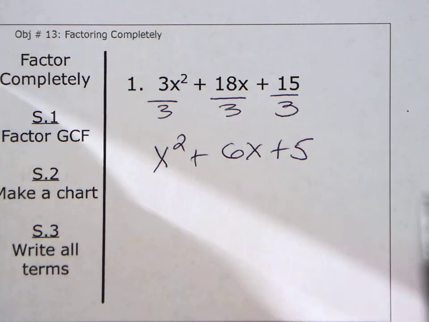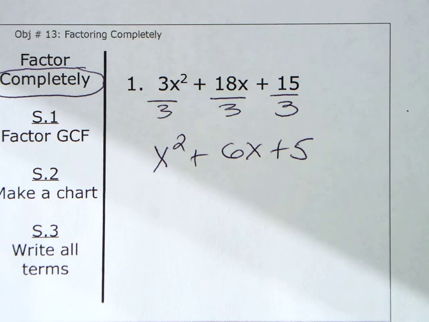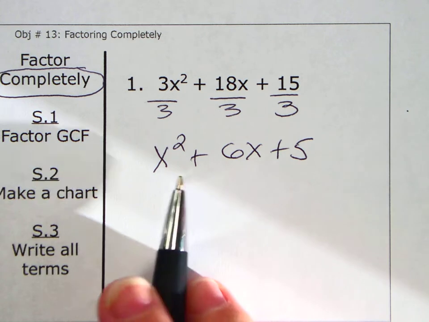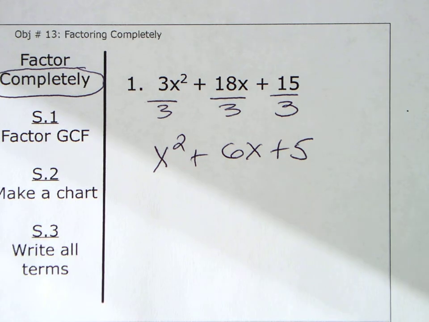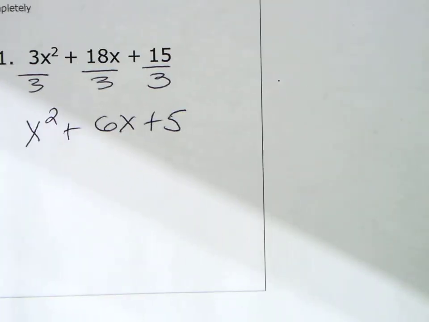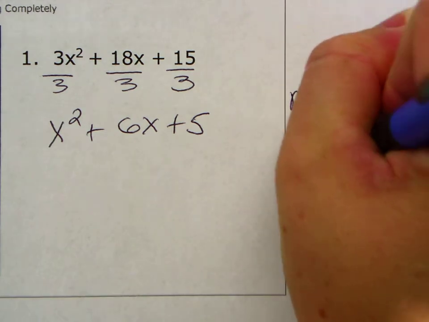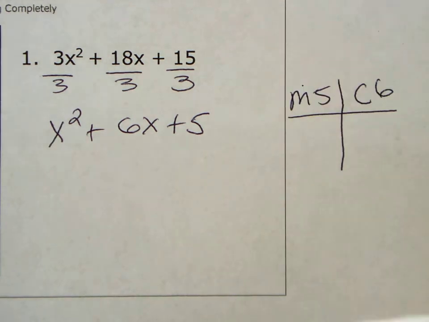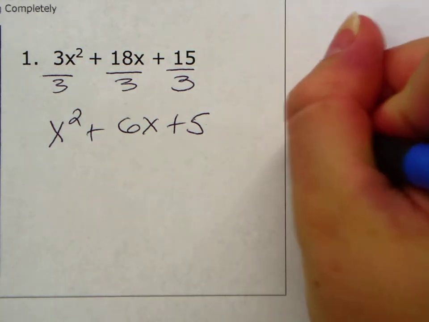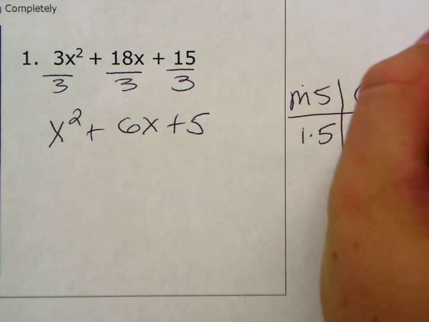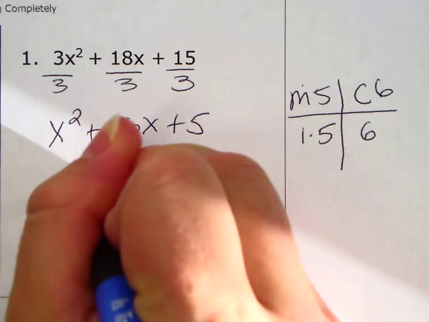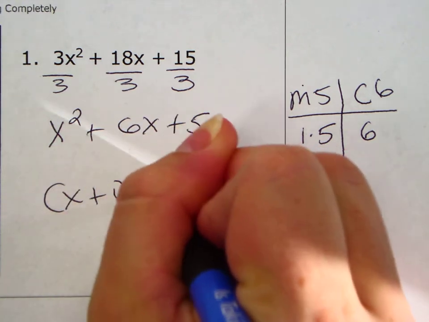Now look what's left over. Since it's factoring completely, I know I'm going to be able to factor again. How do you factor this? It's a straightforward MC chart. We're multiplying to 5 and combining to 6. What's the only thing that multiplies to 5? 1 times 5, which adds up to 6. So x plus 1, x plus 5.